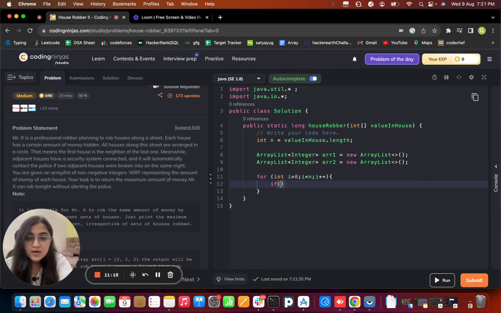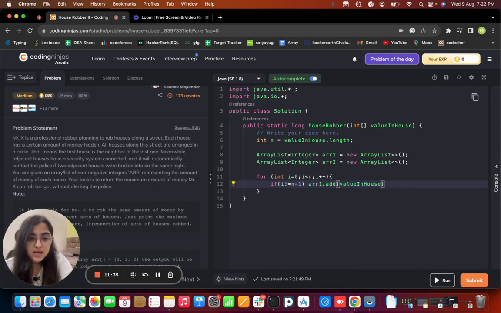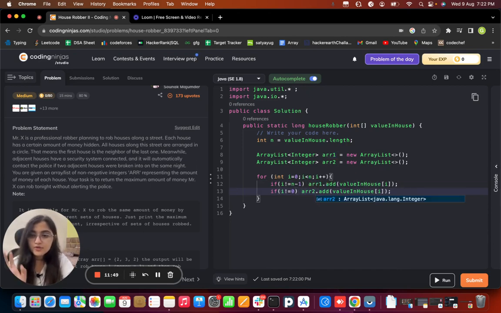So if i is not equal to n minus 1, that means in this case I'm not including the last house. So I'll just add: array 1 equals array 1 dot add the value of the house at the ith position. Got it? And similarly for the second array also, but the condition will be i should not be equal to 0. That means in this case I'm not including the first house.